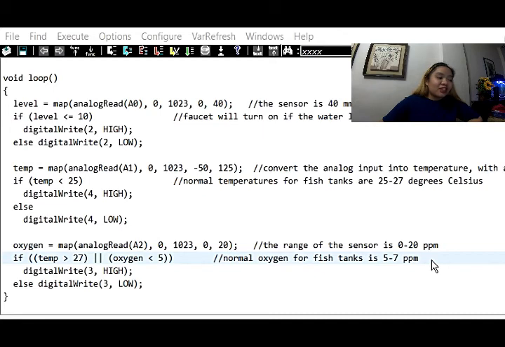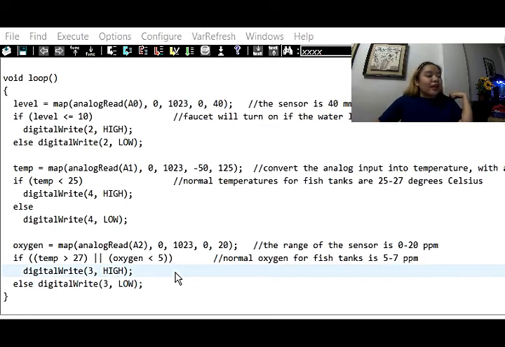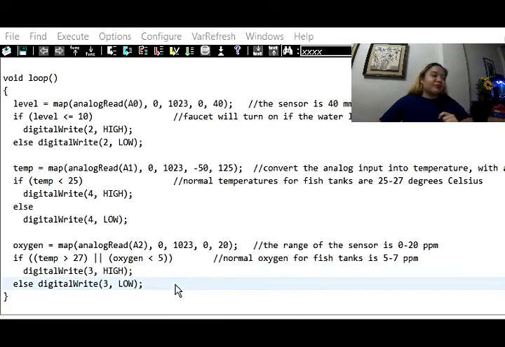But if the oxygen levels are too low, or in here less than 5 parts per million, pin 3 will also turn on. Pin 3 is the water bubbler. It helps in aerating the oxygen so that more oxygen can circulate around the tank. If the oxygen level is at the right levels again, then pin 3 will turn off.